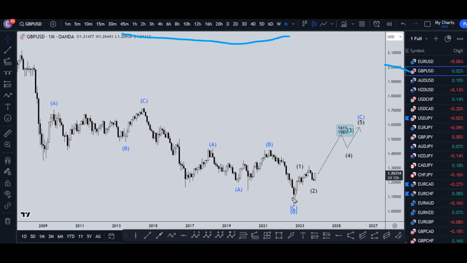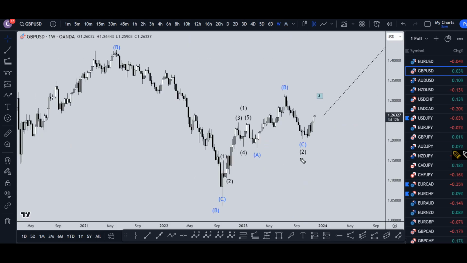So on the pound dollar monthly time frame, I think this is a 1, I think this is a 2, I think we're going out for a 3, 4, and 5, most likely a 1, 2, 3, 4, 5 of wave C, which I still think is going to go all the way up into this area up here, most likely someplace around the 161.8 to the 198% Fibonacci extension of wave 1 projected out the bottom of wave 2. So let's take a look at that on the weekly time frame.